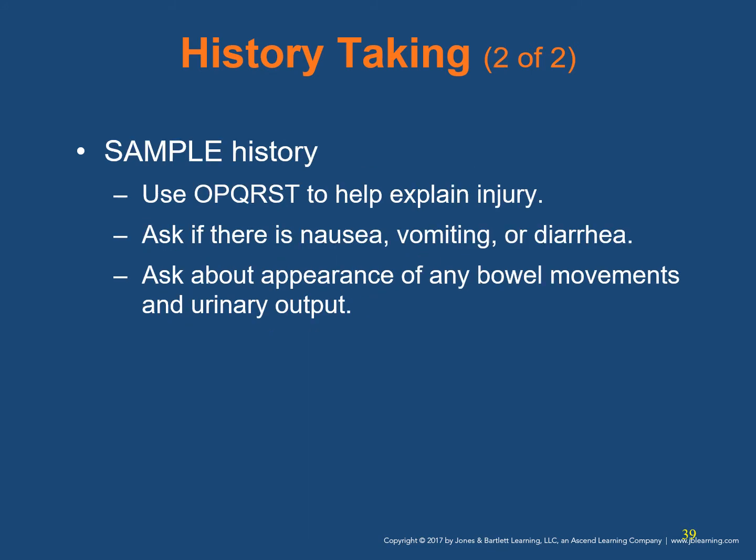SAMPLE history. Use OPQRST to help explain an abdominal injury. Ask if the patient has experienced any nausea, vomiting, or diarrhea. How many times and over what period? Ask about the appearance of any bowel movements and urinary output. Determine if there was any blood in the urine or black tarry stools. This will help determine if the patient has gastrointestinal bleeding and if there is bleeding in the lower intestinal tract.